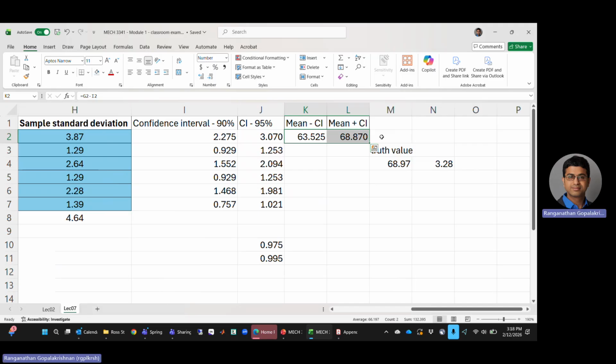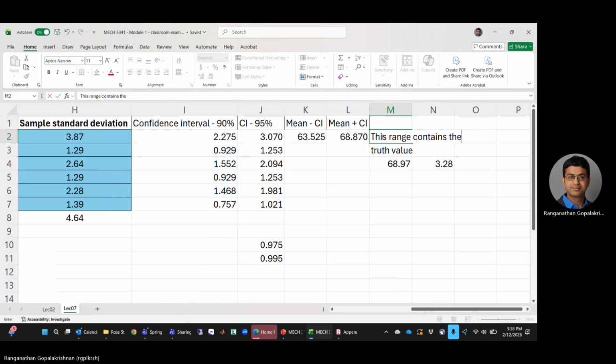It is a possible range based on the sample that you just collected, in which the true value is likely to be found with 90% confidence. Okay, with 90% confidence. So I'm going to write that in words. This range contains the true value with 90% confidence or probability or chance.